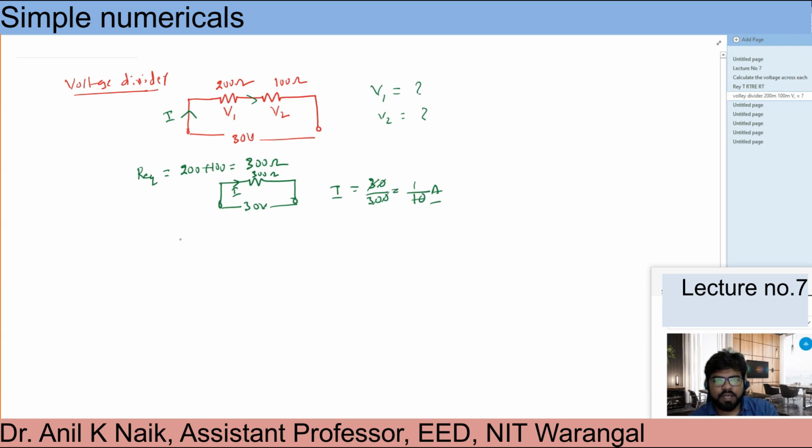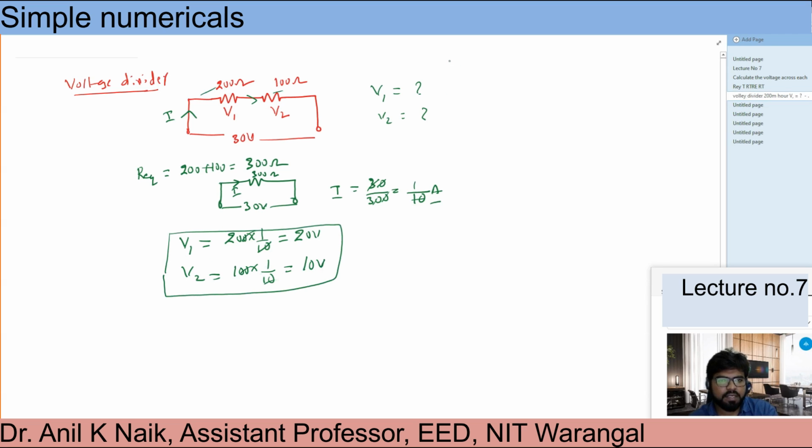Then if you want to find what is the V1 here, V1 is equal to this resistance into this current, 200 into 1 by 10. If you do this one, you are going to get 20 volts, and V2 is equal to 100 into 1 by 10 amperes, that you are going to get 10 volts. So these are the V1 and V2 across these two resistors.